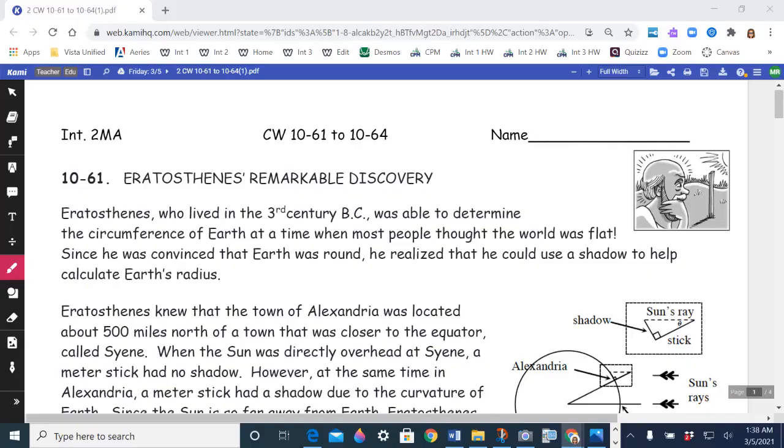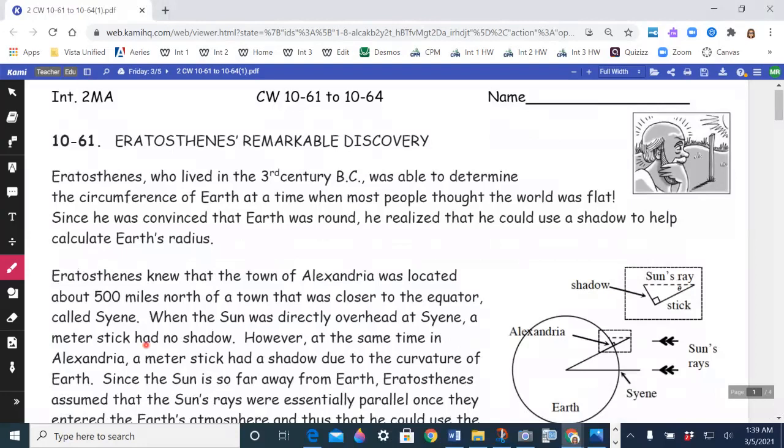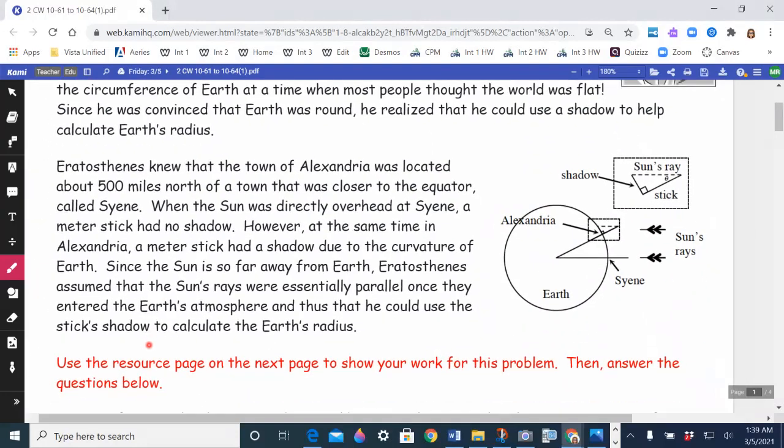So that little video was dealing with this first problem that we are going to be working on. Okay, we're going to be doing the math that he was doing. So we know that the distance between the two towns was 500 miles. Okay. We also, in the picture, see the sun rays coming.